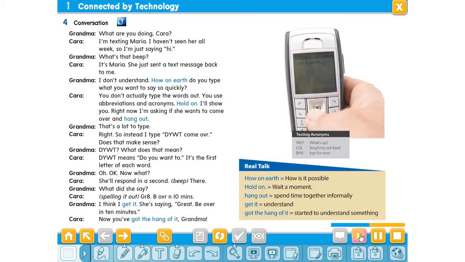Does that make sense? DYWT? What does that mean? DYWT means do you want to? It's the first letter of each word. Oh, okay. Now what? She'll respond in a second. There. What did she say? GR8, BOVR, N, 10, MINS. I think I get it. She's saying, great, be over in 10 minutes. Now you've got the hang of it, Grandma.